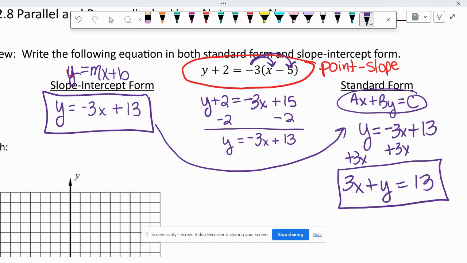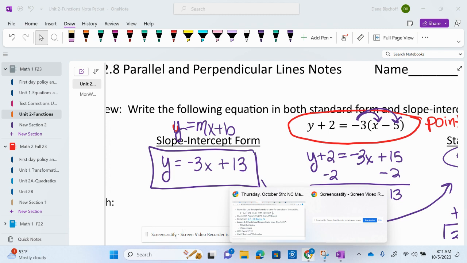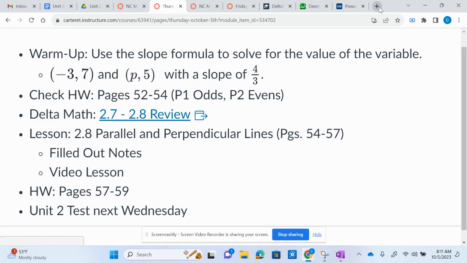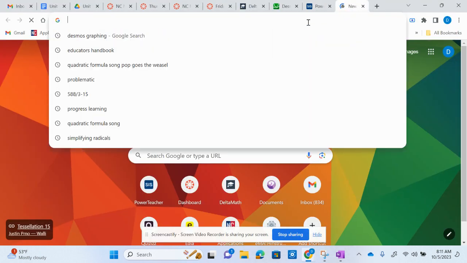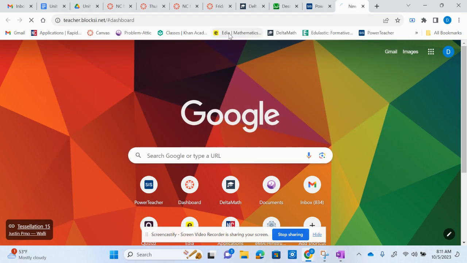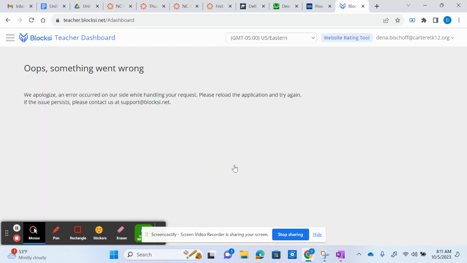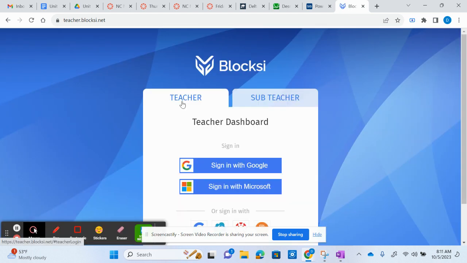What do you guys know about standard form? Do you remember from yesterday things you know about standard form? Can anyone rattle off the specifics of standard form for me? Look at your notes from yesterday. Standard form, what do we know? A is positive. A, B, and C are integers. What else?